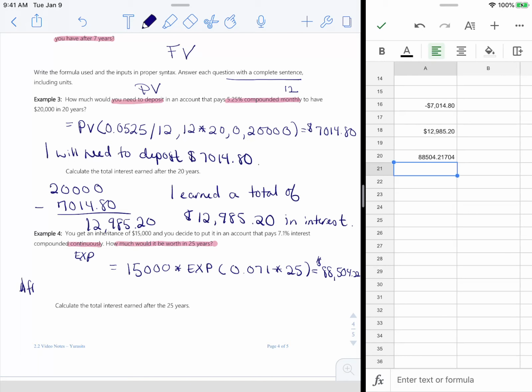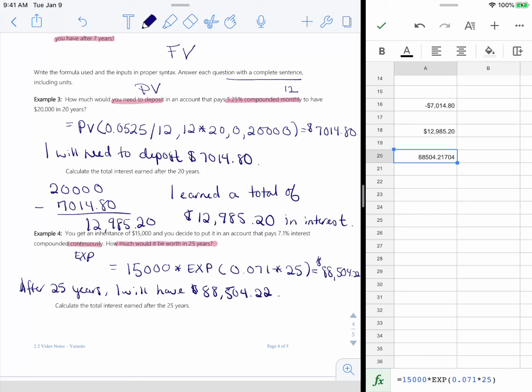So after 25 years, I will have $88,504.22. Wow. It's pretty hard to find an interest rate at 7.1%, but now that's a big number, so I'm just going to double check that I put it in right, and I look at the formula below, and everything looks good. It was 15,000, my rate is right, and my years are right.